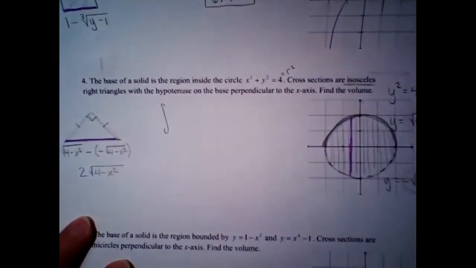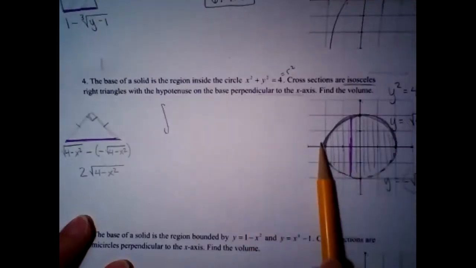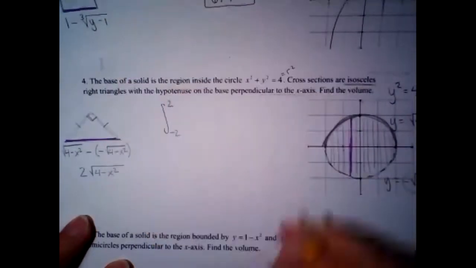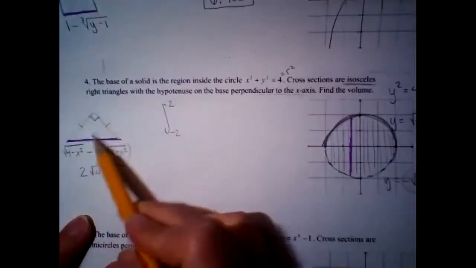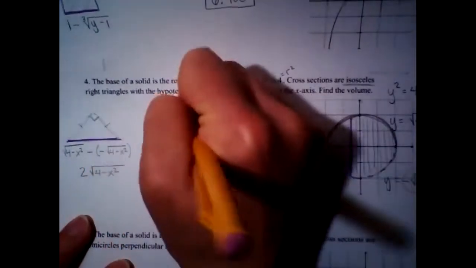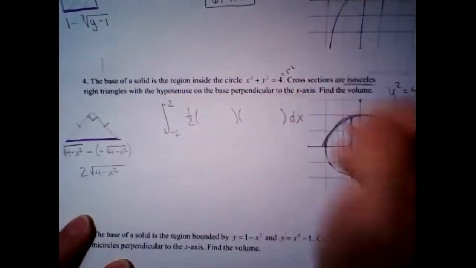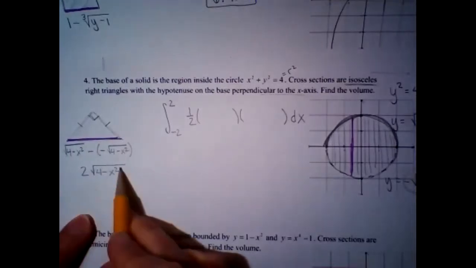So this is a dx problem. It said perpendicular to the x-axis, so we're going to integrate from here to here. So that's -2 to +2. And then inside of there, you're going to put the area of your shape. So a triangle is 1/2 base times height. Then it'll be dx. So the base is this.